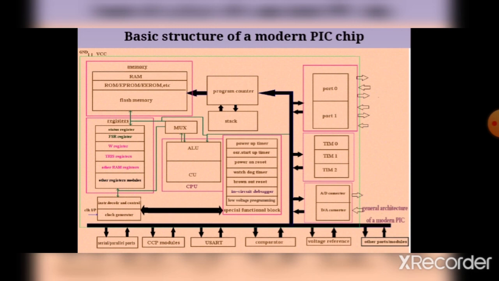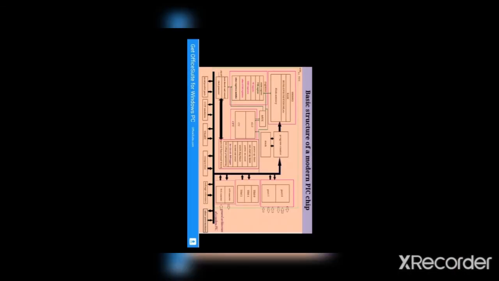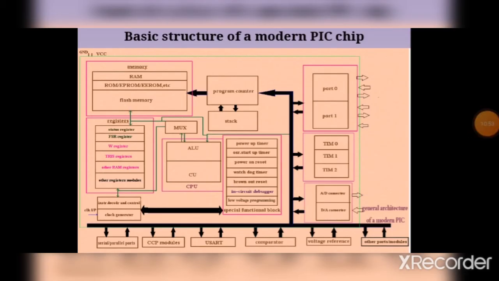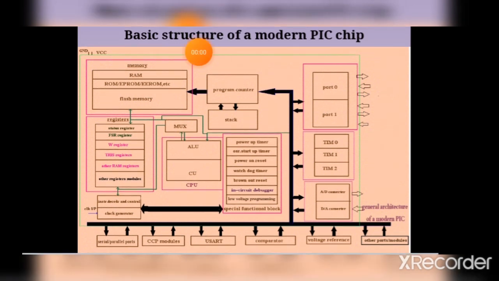At the bottom you can see again some modules, serial or parallel ports. You have CCP modules. CCP stands for capture, compare and PWM modules. You have USART, a comparator, voltage reference and other ports. All these things you will see in detail. So that is the basic structure of any PIC micro.